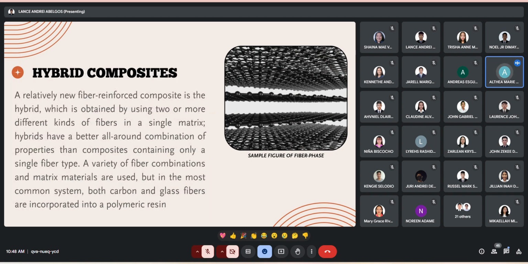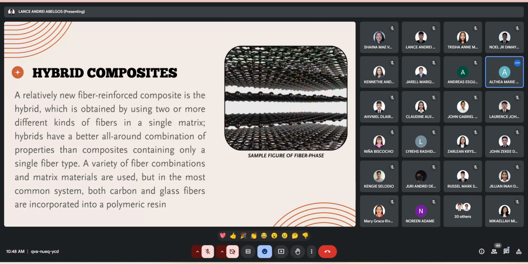The hybrid composites. A relatively new fiber-reinforced composite is the hybrid, which is obtained by using two or more different kinds of fibers in a single matrix. Hybrids have a better all-around combination of properties than composites containing only a single fiber type. A variety of fiber combinations and matrix materials are used, but in the most common system, both carbon and glass fibers are incorporated into a polymeric resin.